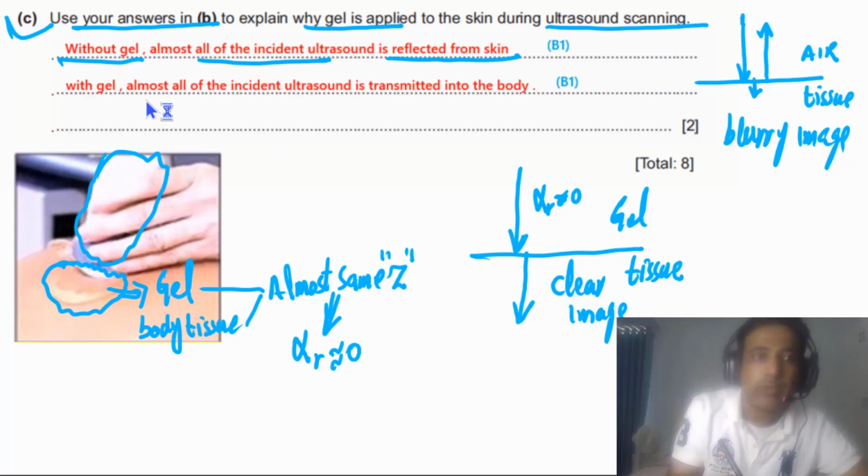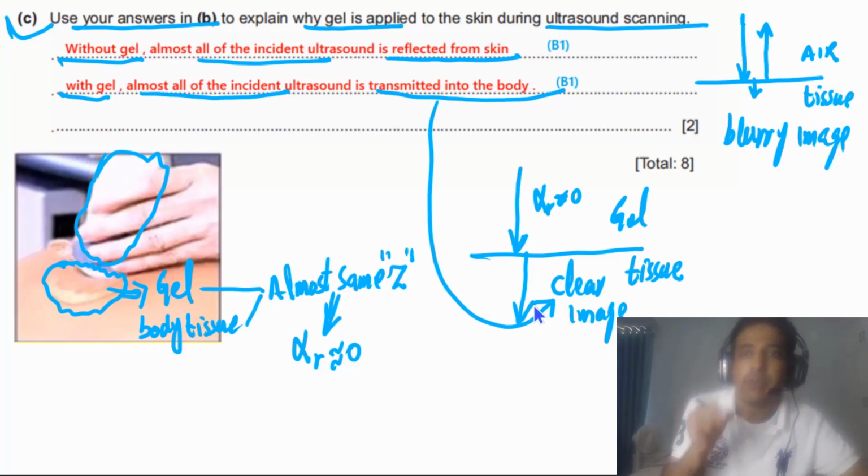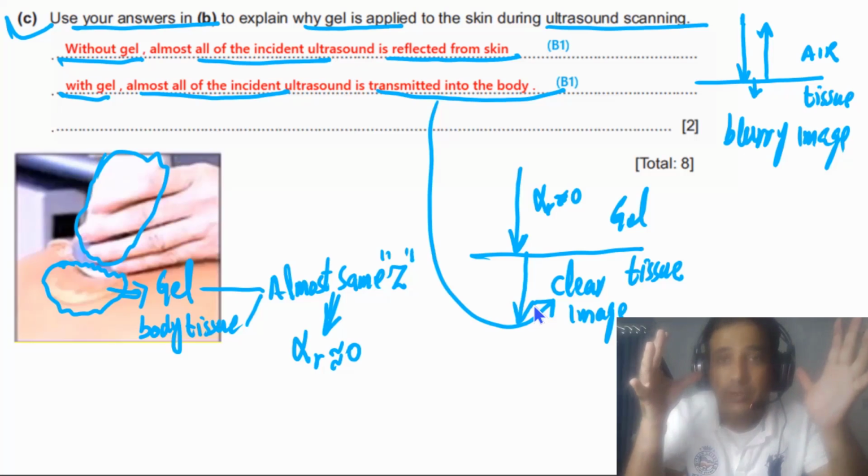So this is one point you can write down. With gel we can say almost all of the incident ultrasound is transmitted into the body, so we will get a clear image.